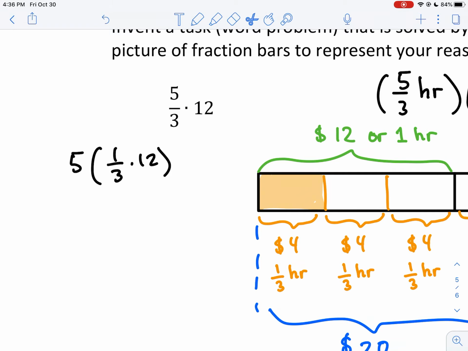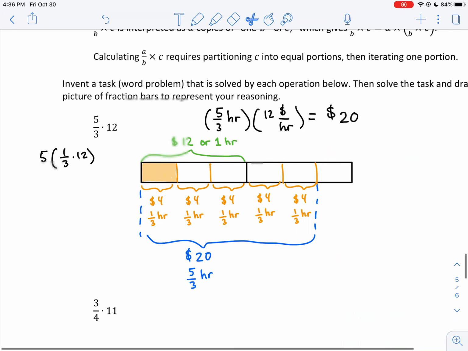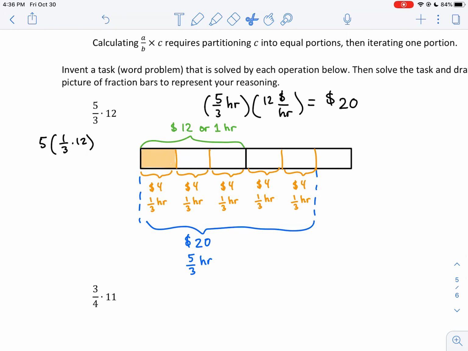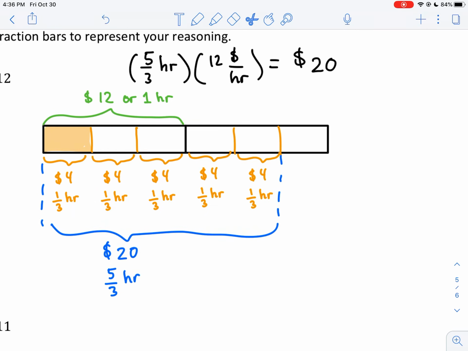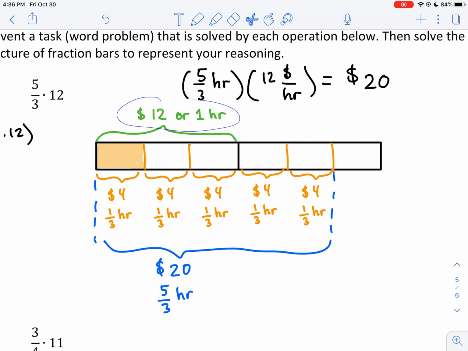Instead, when you see a fraction times a number, where the fraction is the multiplier, then think of it as a two-step process. Partition into 3 equal groups, and then do 5 copies of that. Partitioning followed by iterating. So make it smaller, and then expand. Shrink and expand type of idea, right? Because I started with the green amount, I shrunk it down to this orange amount, and then I expanded that back into the answer.